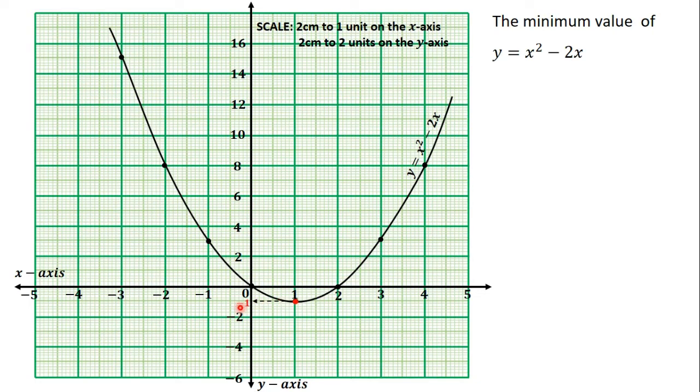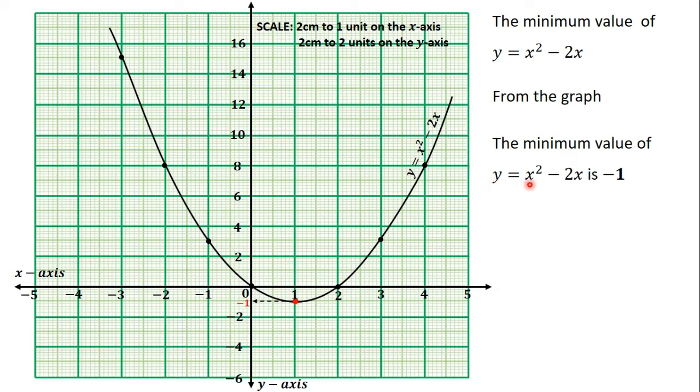And from my graph, the y coordinate here is minus 1. So from the graph, the minimum value of y is equal to x squared minus 2x is minus 1. And as we can see, minus 1 is the smallest value of y that we have on this graph. Let's move on to the next question.